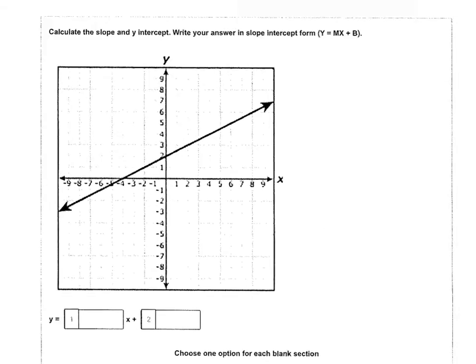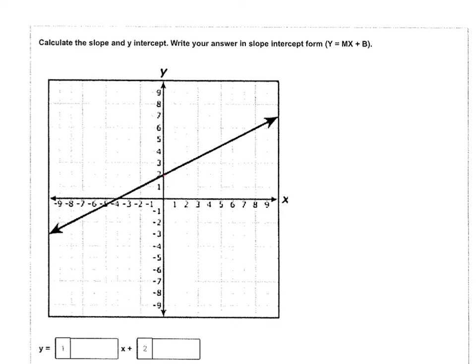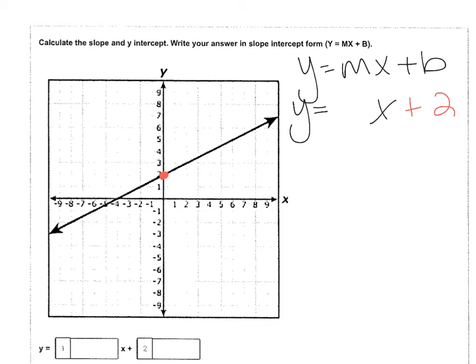On these, slope-intercept form from a graph. So first thing I want to find is the y-intercept. So it crosses at 2. So if this is my format, I already know that this is plus 2 because it's a positive 2. So now I need to find my slope that's going to go next to the x.